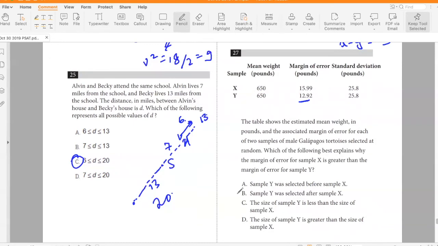If you have a bigger sample size, then the margin of error would be lower. So it's not about when the samples were selected. The size of sample Y is greater than the size of sample X, which is why its margin of error is lower.